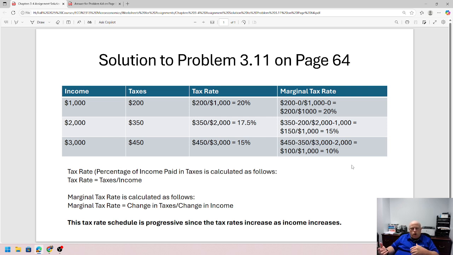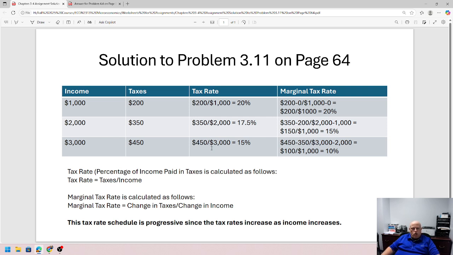And then one of the questions on there had you tell me whether this was a progressive tax system, a regressive tax system, or proportional. Okay, so basically in this table here that I'm showing you, it shows what calculations you should have made. So to get the tax rate, you would just take the taxes over the income, and for that first one, it would be 20%. Just $200 over $1,000, which would be 20%. Then on the second one, it was $350 divided by $2,000 income, which would be 17.5%.